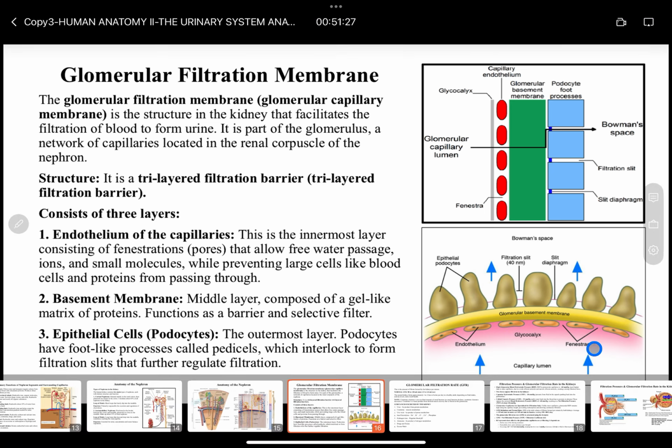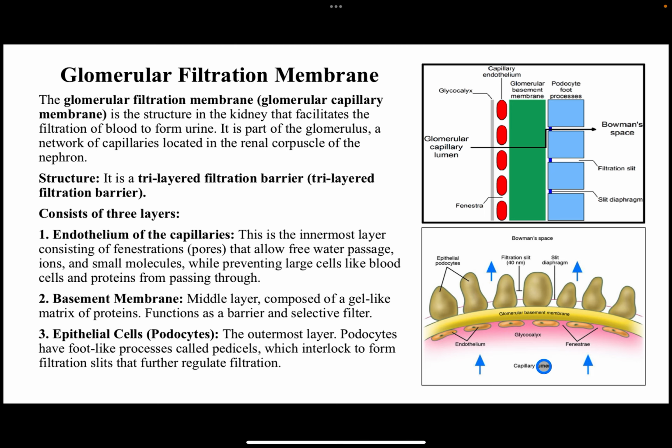So I explained the other time that if we are using the blood or the capillary lumen or the glomerulus as a reference point, then this is the innermost layer. But if you are using the filtrate as a reference point, then the epithelial cells or the podocytes will be the innermost layer. But in this situation, we are using the blood as the reference point. So the innermost layer is the endothelium of the capillaries.